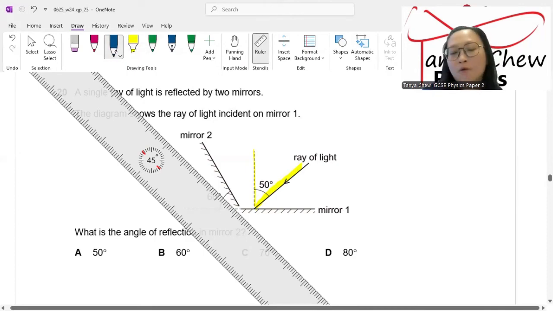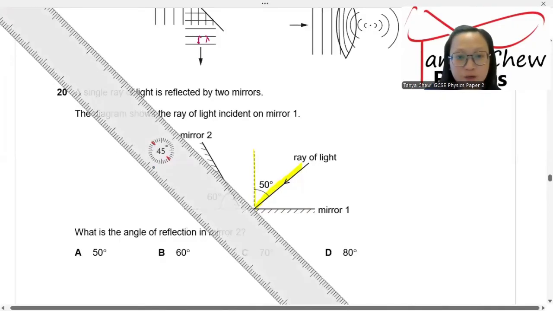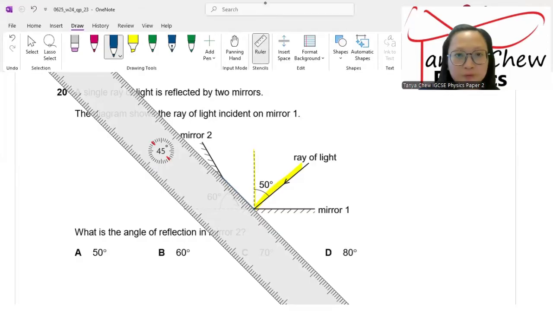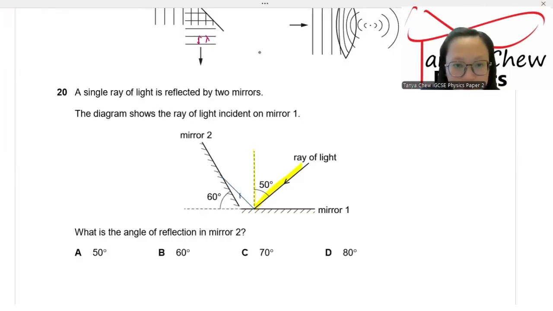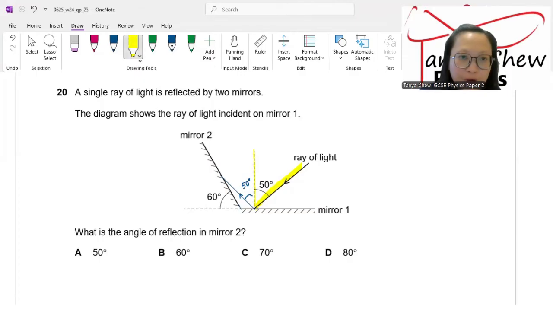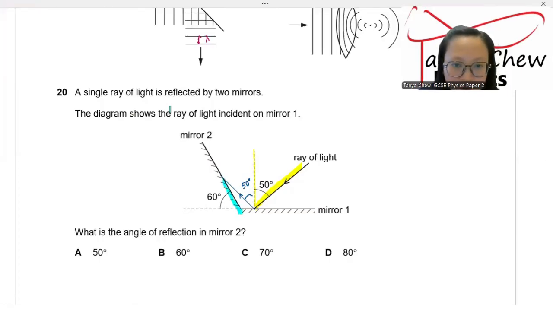So the law of reflection states that the angle of incidence must be equal to the angle of reflection. So the reflection angle must be the same. So I have to draw this. Okay, let me keep my ruler first. So this is the reflection angle, 50 degrees. Now, could you see that? I want you to take special attention to this triangle right here. This is definitely not a right angle triangle. The triangle that I highlighted.